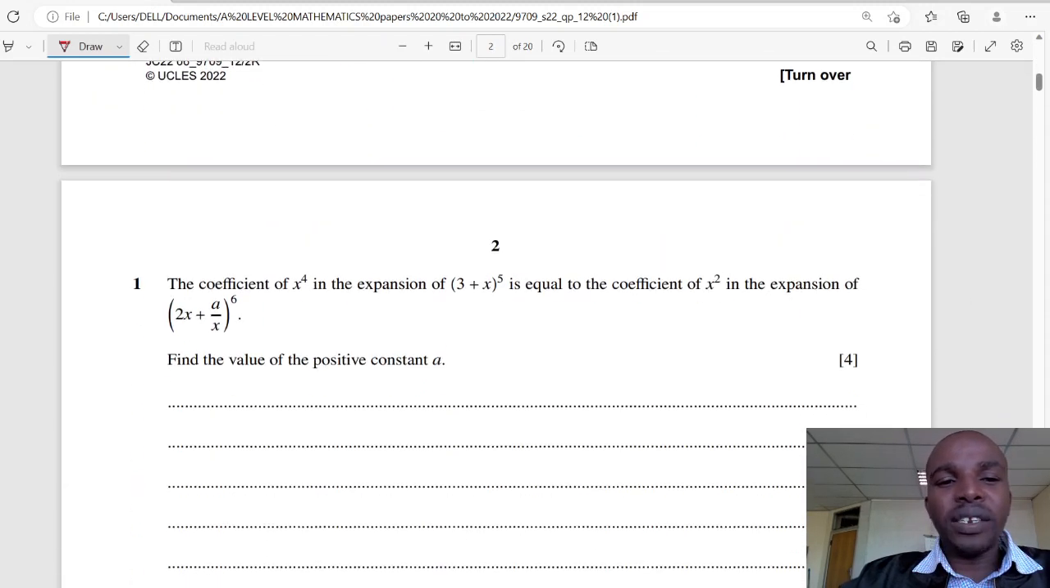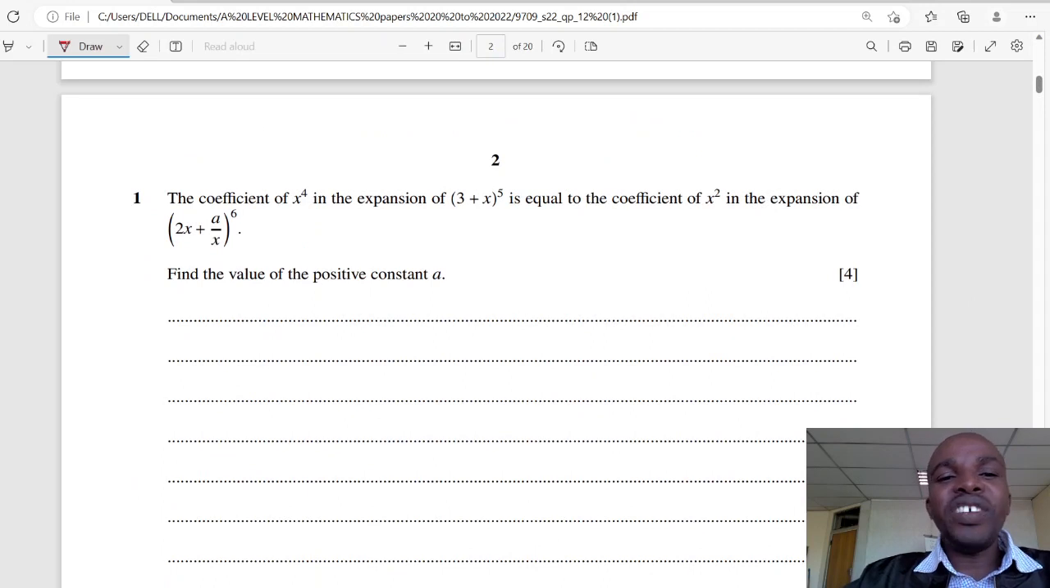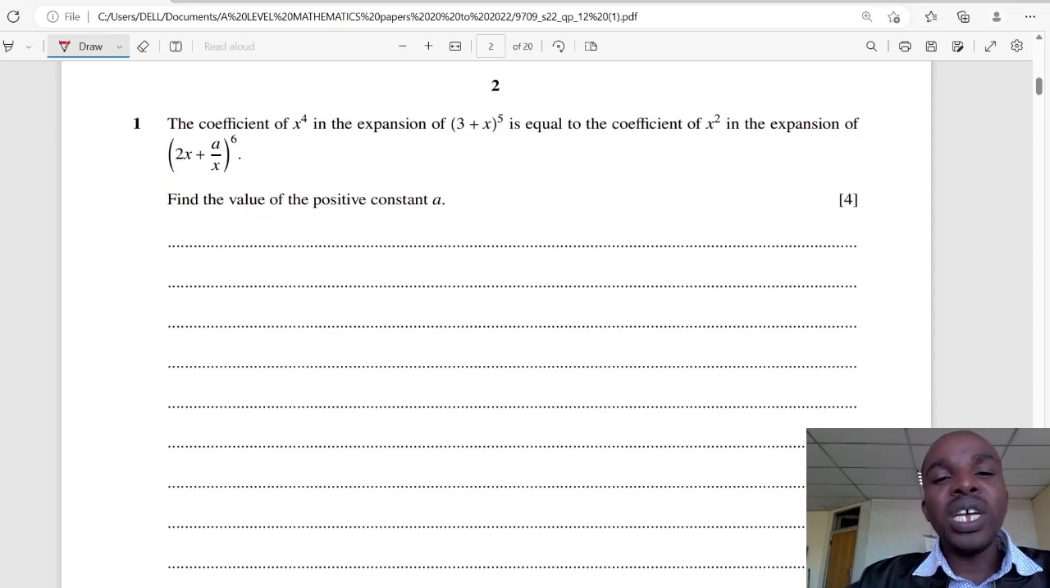Then question number 1 is saying the coefficient of x to the power 4 in the expansion of (3 + x) to the power 5 is equal to the coefficient of x squared in the expansion of that one. Find the value of the positive constant a. So it's positive, which means a can be negative. You can get 2 values there. They say the positive. What they want is the positive value of a.